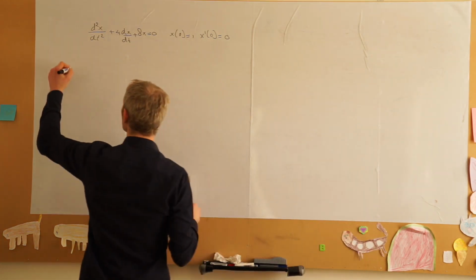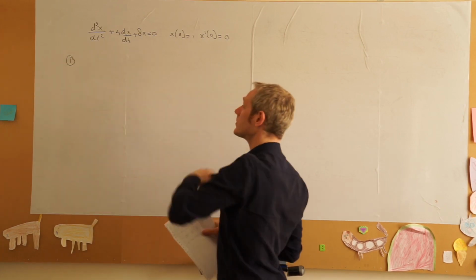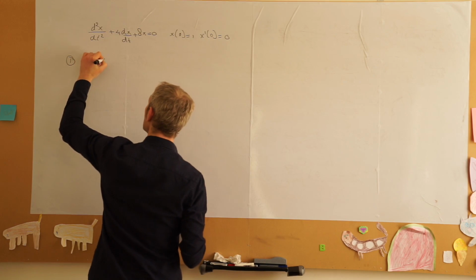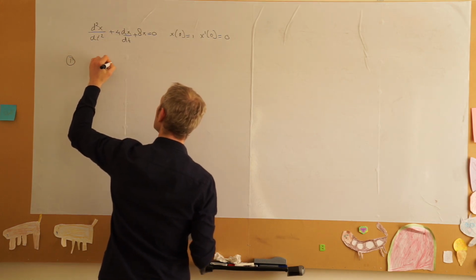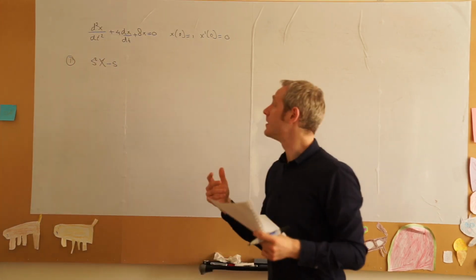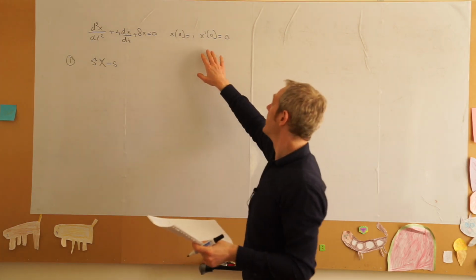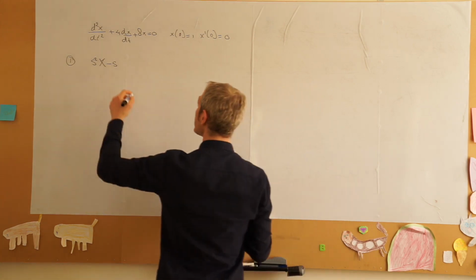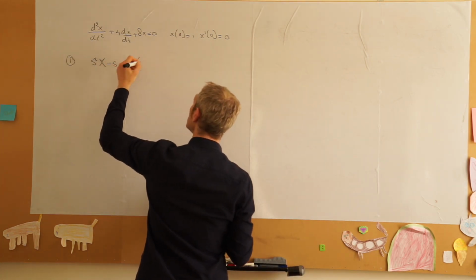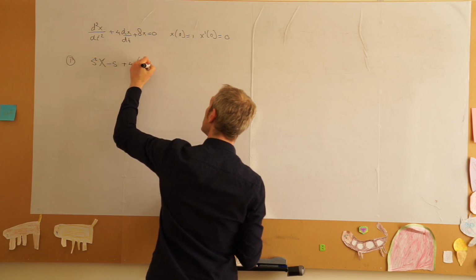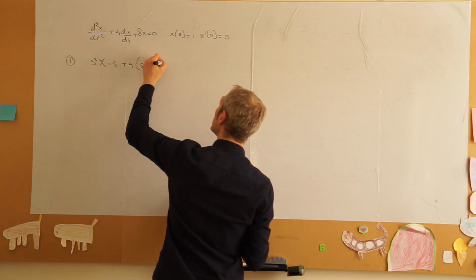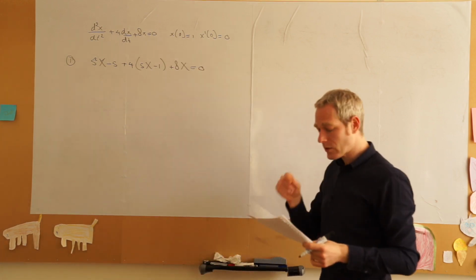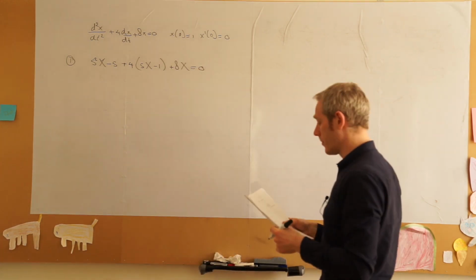Now, step 1, take the Laplace transform, and I'll write it out in one go this time. So we have s squared times x minus s times x0, which is 1, minus x prime of 0, which is 0, so we're done there, plus 4 times the first derivative, so that's s of x minus 1, plus 8x equals 0. So we have the Laplace transform here now.